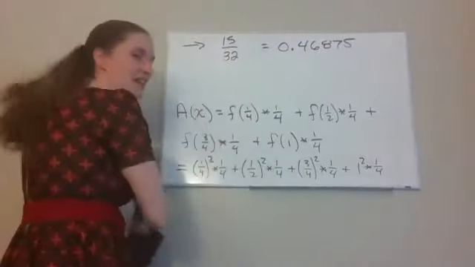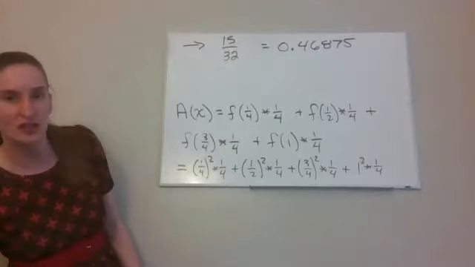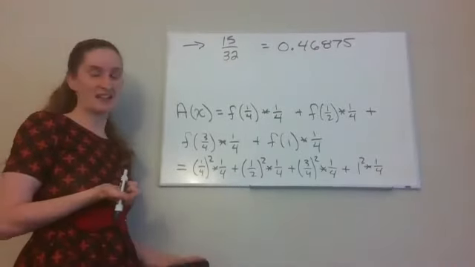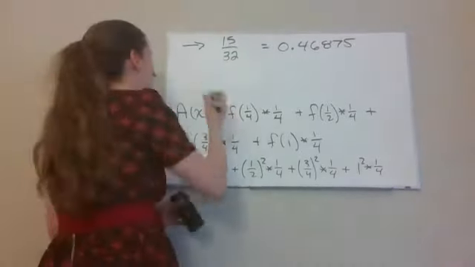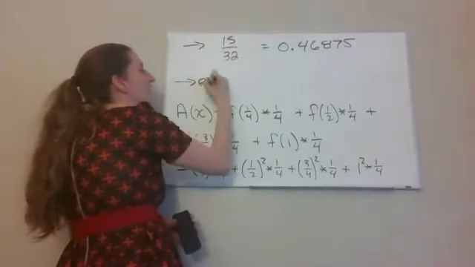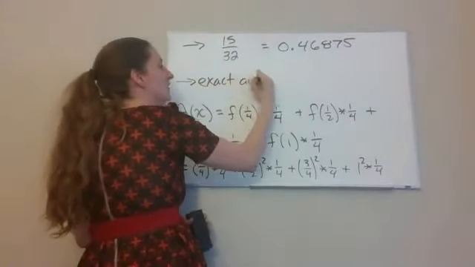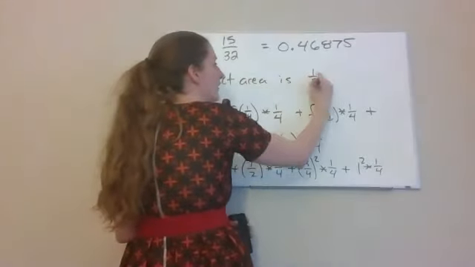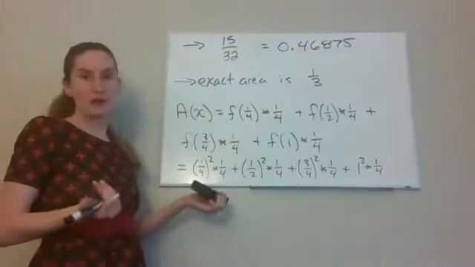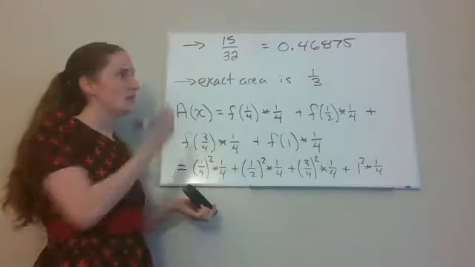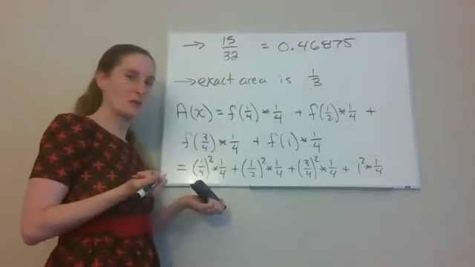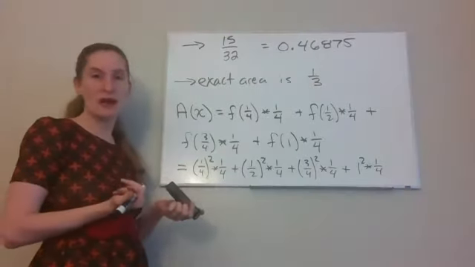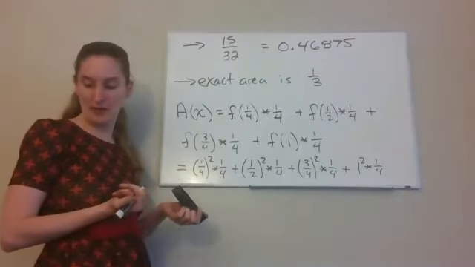Which, honestly, is not that good of an approximation. We're going to learn how to get the exact area a little bit later, but just so you know, the exact area is 1/3, which is 0.333 repeating. So, not the greatest estimate in the world there, but if we had taken more rectangles, our estimate would have been better.